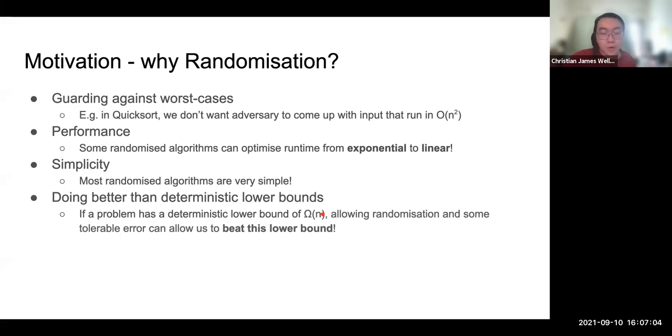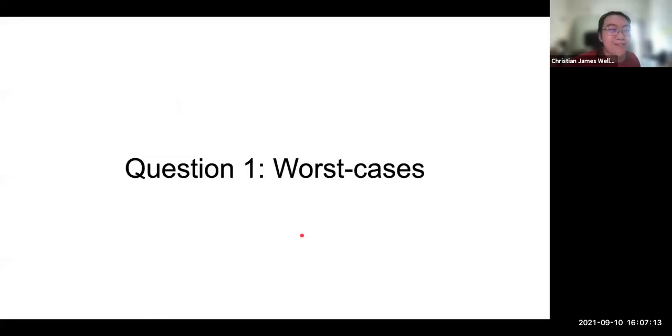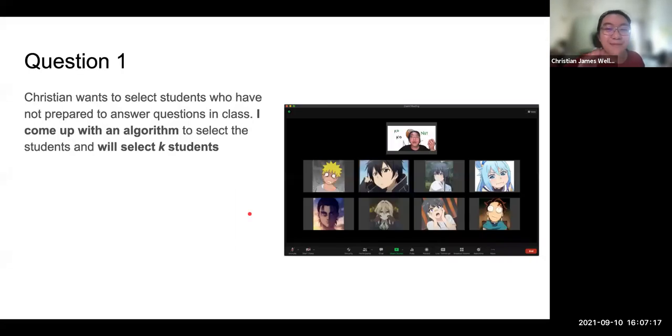So this is a quick motivation of why we are so interested in randomization, why Prof Arnav has an entire module on randomized algorithms. Okay, so first question, worst cases. Now in this example, I want to select some of you. I'm sure some of you have not prepared for questions in class. So let's pretend I'm evil today.